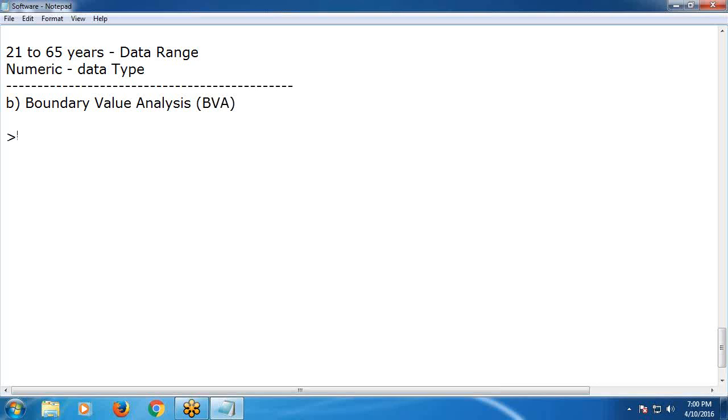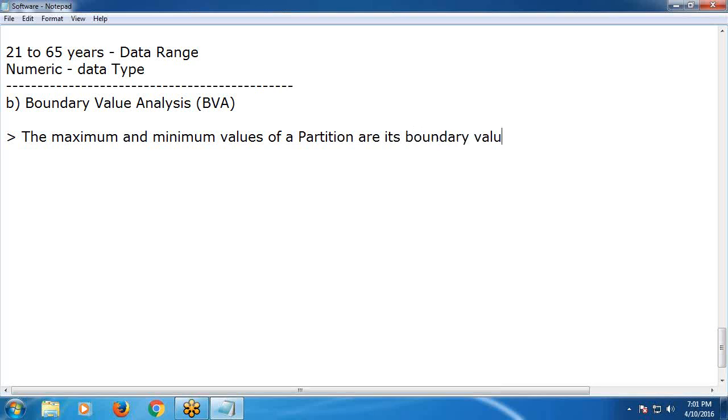Observe the points. The maximum and minimum values of a partition are its boundary values.